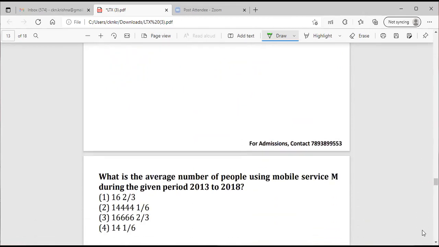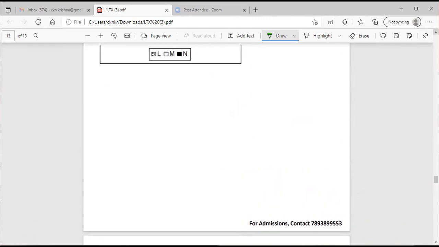What is the average number of people using mobile service M during the period 2013 to 2018?